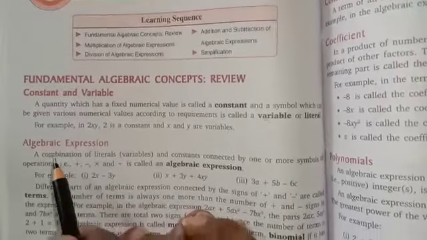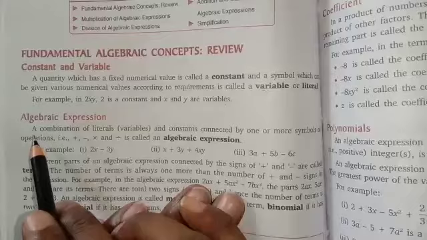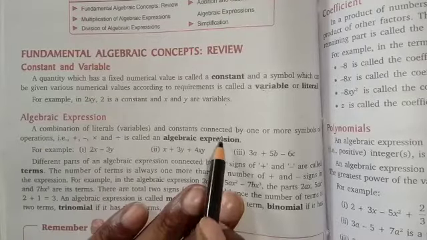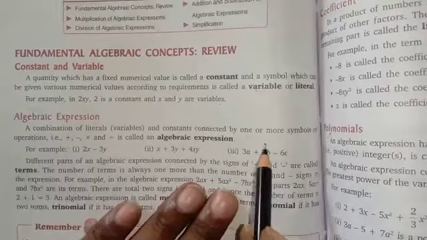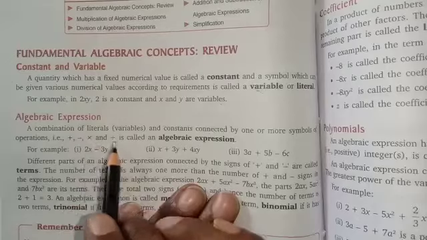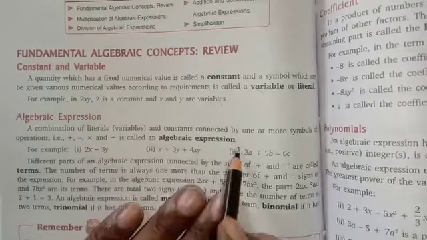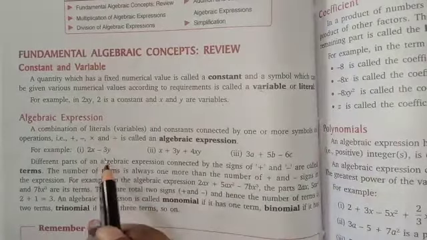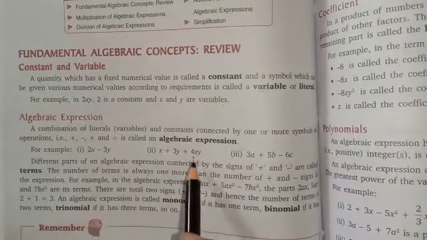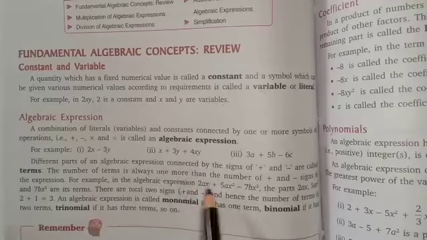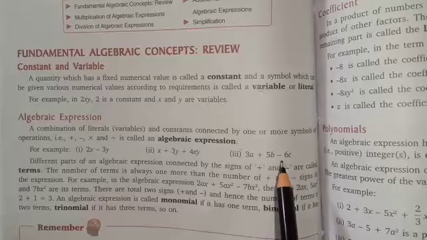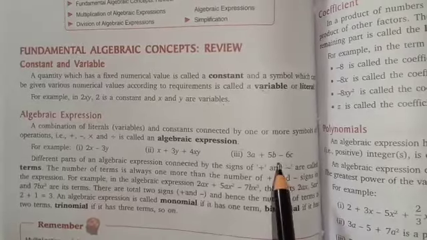Next is algebraic expression. What do you mean by algebraic expression? A combination of literal, that is variables, and constant connected by one or more symbols of the operation like plus, minus, multiplication sign or divide sign is called an algebraic expression. For example, 2x minus 3y, it is an algebraic expression. x plus 3y plus 4xy, this is also an algebraic expression. Third one, 3a plus 5b minus 6c is an algebraic expression.